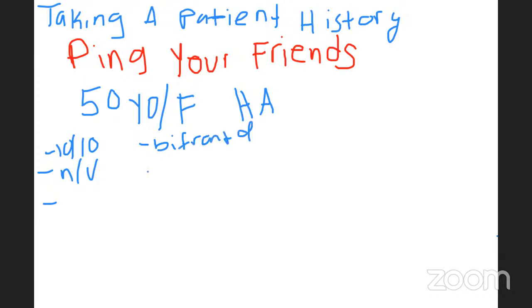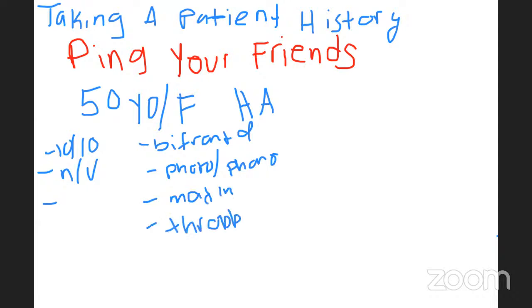They are sensitive to light and sound. So then I write photo and phono. You'll learn to be efficient and quick at note taking by doing shorthand and by writing in bullet points. And you write the word that is the most important so that when you see that word, you can put it in a complete sentence. So some of the things we talked about is that it hit maximum intensity, it's throbbing, and it came on all of a sudden.